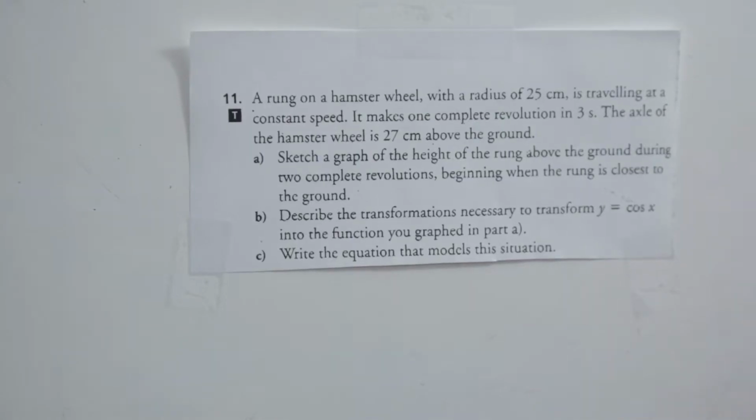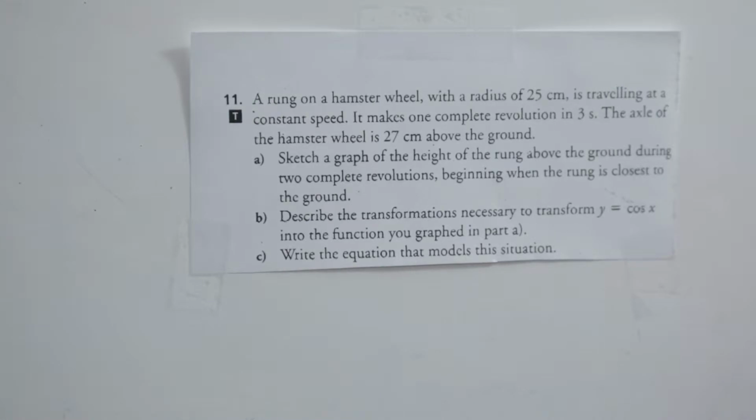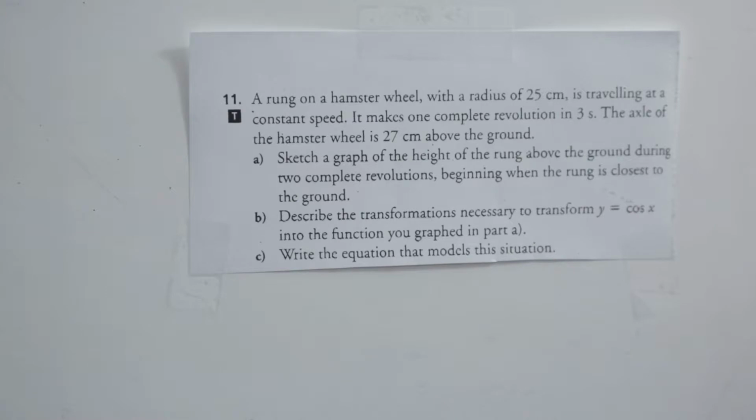I'll be providing a step-by-step solution on how to solve question 11 on page 346 of this textbook. A rung on a hamster wheel with a radius of 25 centimeters is traveling at a constant speed. It makes one complete revolution in 3 seconds. The axle of the hamster wheel is 27 centimeters above the ground.